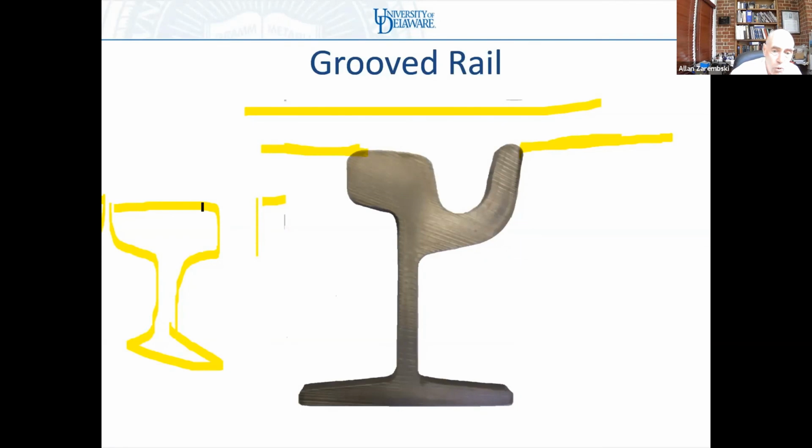So almost all metros in the world, almost all heavy axle load metros, use a standard T rail. It's only the light rail track, primarily in an embedded track, that uses groove rail.